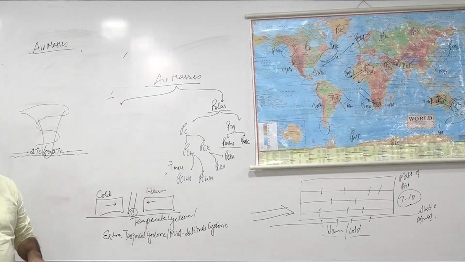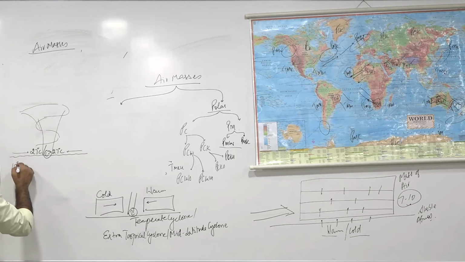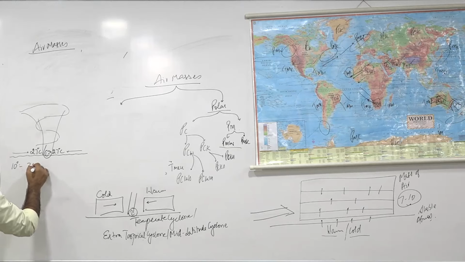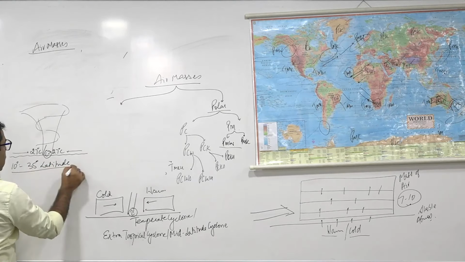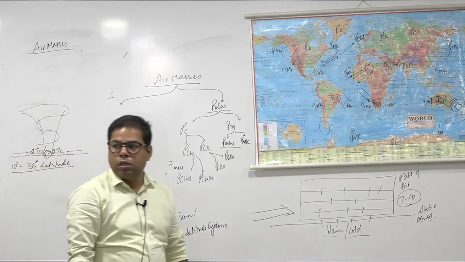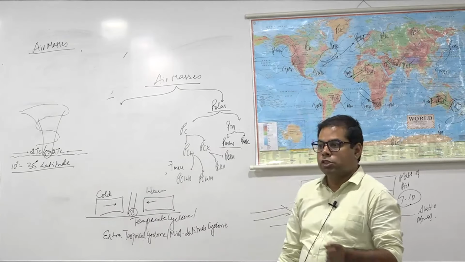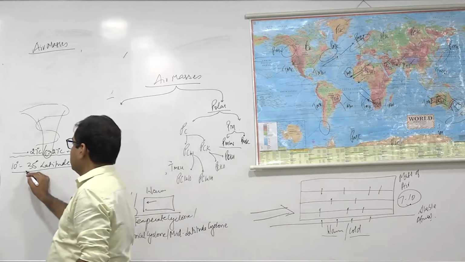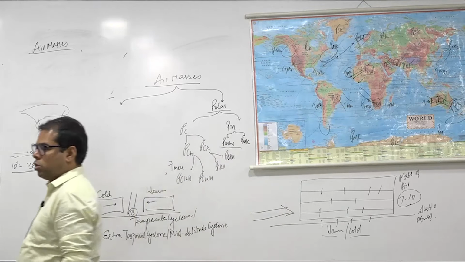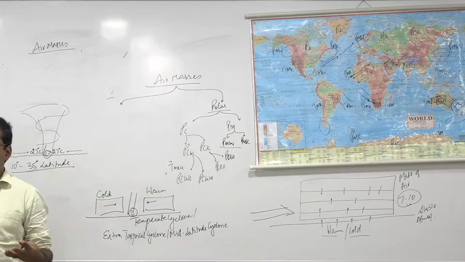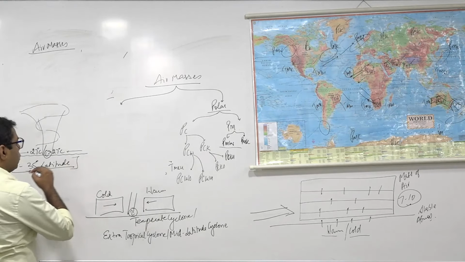This is the cyclone which develops between 10 degree to 35 degree latitudes in both the hemisphere. What is this region? Tropical region. Sea surface temperature is similar to the tropical region. Is it not the 35 degree latitude in the subtropical region? But the sea surface temperature is similar to the tropical region. So this is called the tropical cyclone. So this is a tropical cyclone.